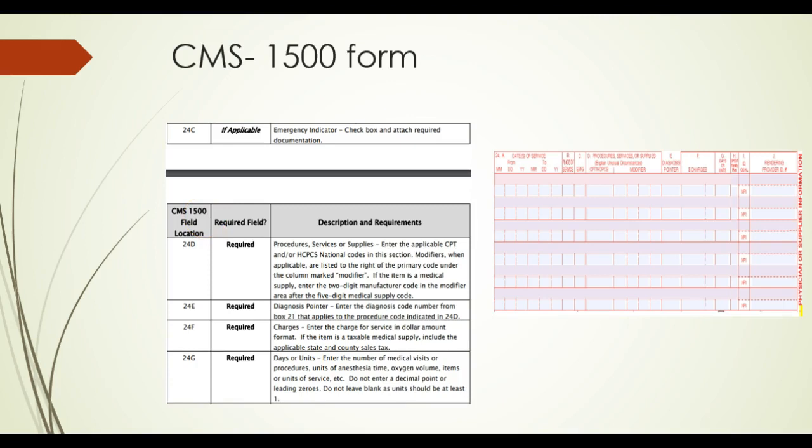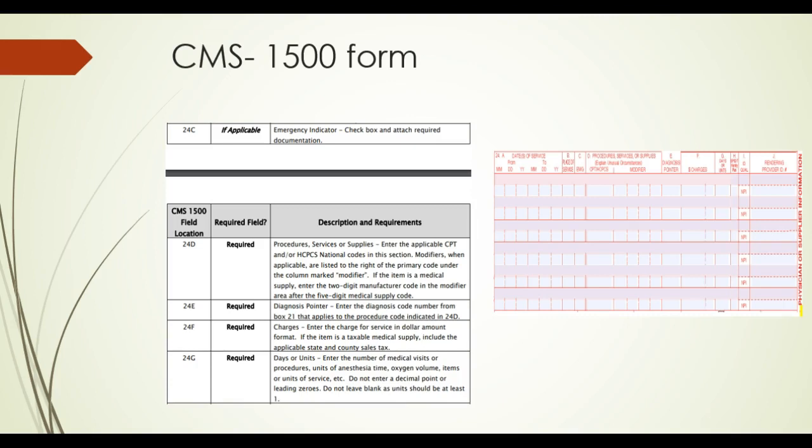And I'm not sure if you can see this, but it's 24D. That's where you're going to put any CPT or HCPCS code that is needed to bill for the patient. 24E is required as well. That's your diagnosis pointer. That's the code that you want to put in to say, okay, this particular diagnosis relates to the code that the person came in for, or the second diagnosis could relate to that spider bite that patient had.